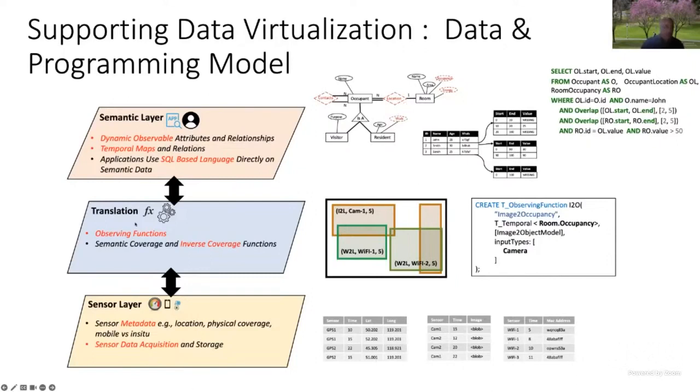Then there is this concept of translation. In the data model, there's a translation layer, which consists of observing functions where you take this lower level sensor data and map it into corresponding concepts such as location, occupancy, energy utilization, vitals, contacts, and all that stuff.